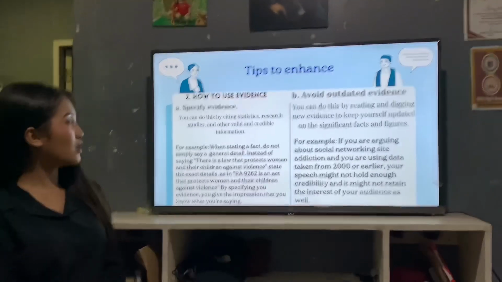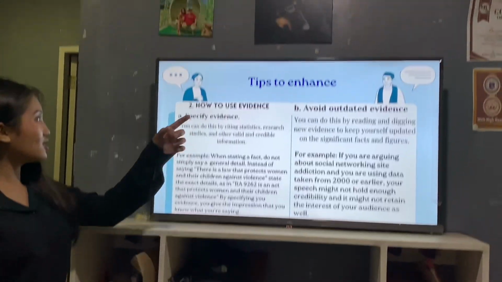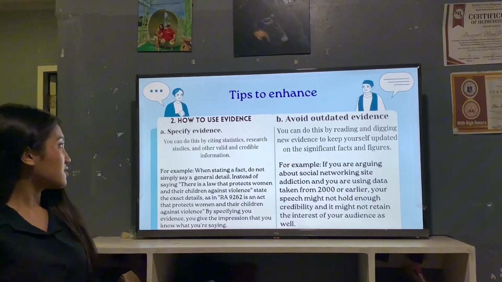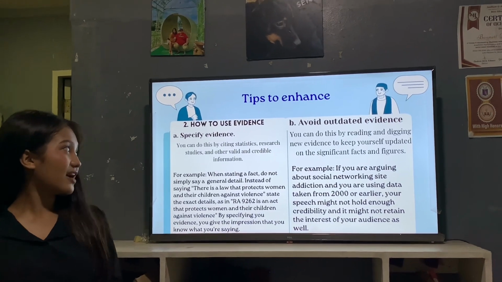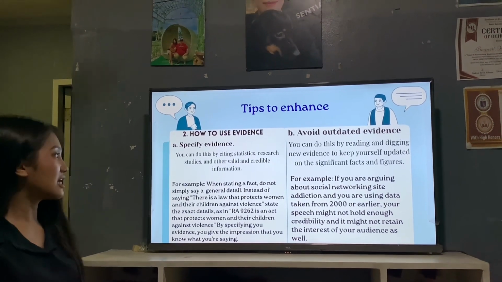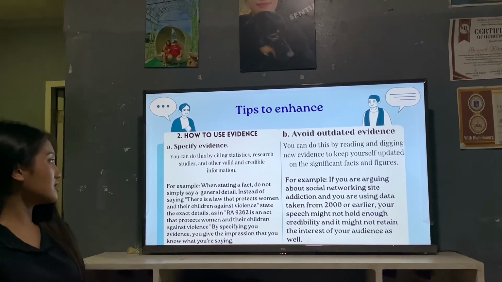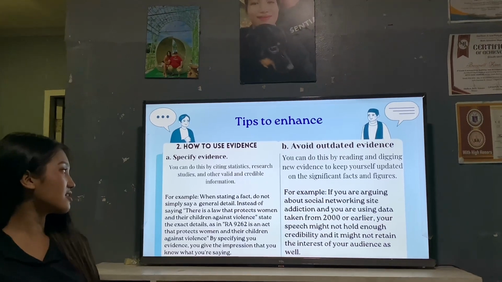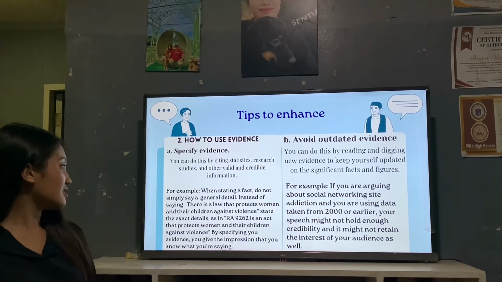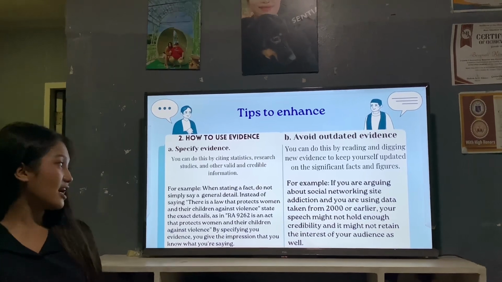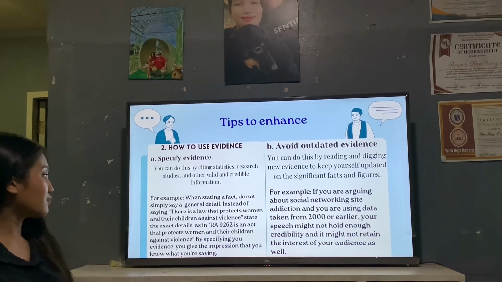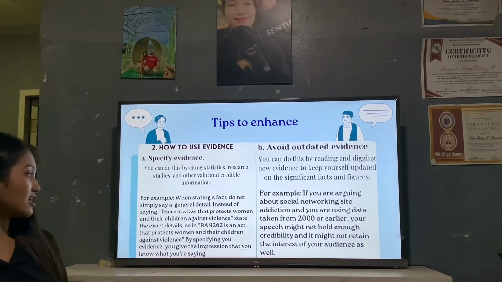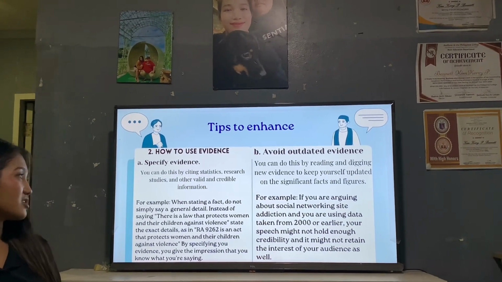Number 2 is how to use evidence. Number 1 you need to do is specify evidence. You can do this by citing statistics, research studies, and other valid and credible information. For example, when stating a fact, do not simply say a general detail. Instead of saying, there is a law that protects women and their children against violence, state the exact details, as in, RA 9262 is an act that protects women and their children against violence. By specifying your evidence, you give the impression that you know what you are saying.